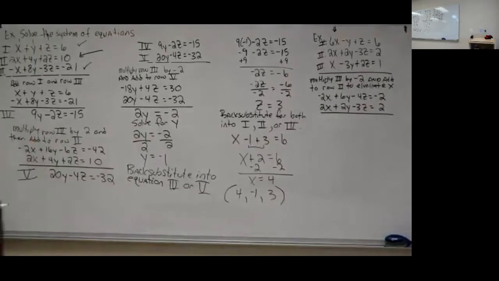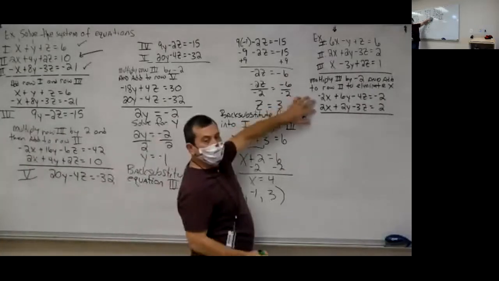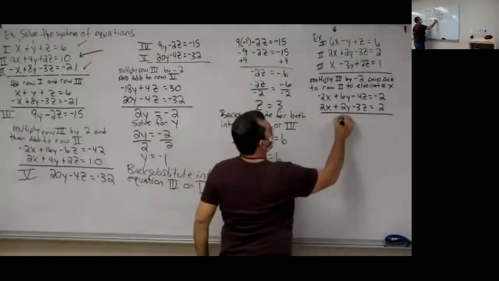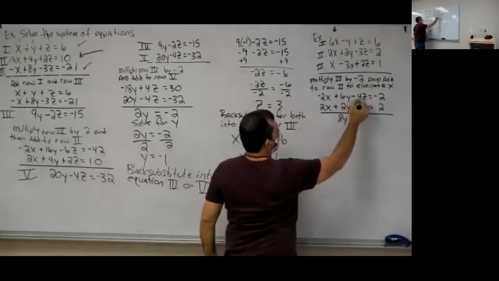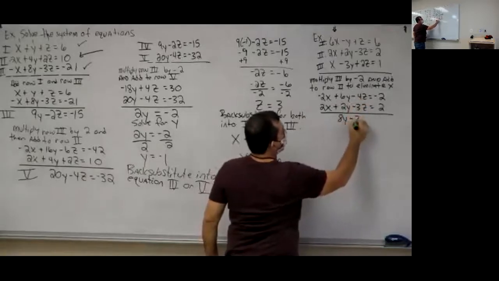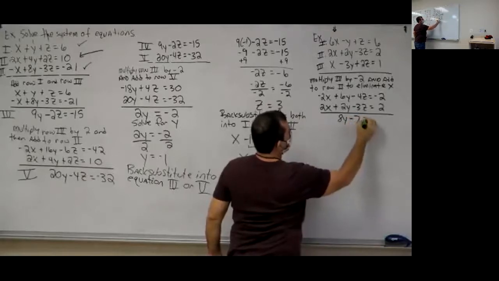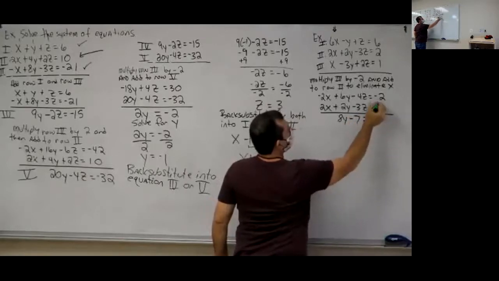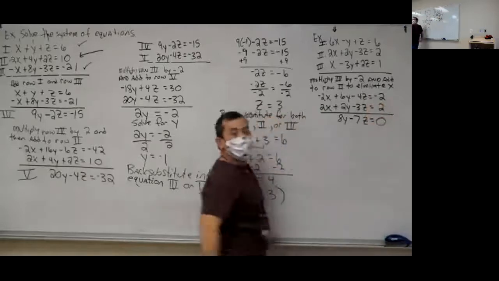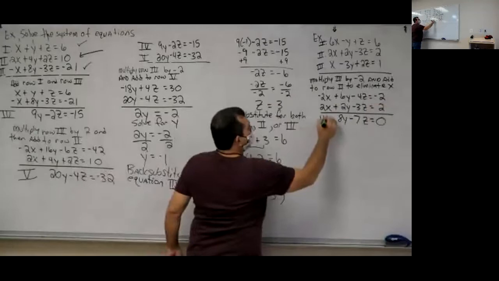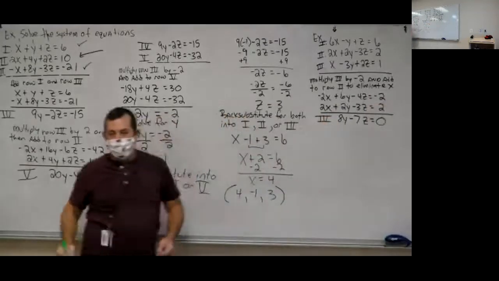All right, let's see if that works. So my negative 2x and positive 2x cancel. 6y plus 2y gives me 8y. Negative 4z and negative 3z give me negative 7z. And then negative 2 and 2 give me a big old 0. So I now have my row 4.